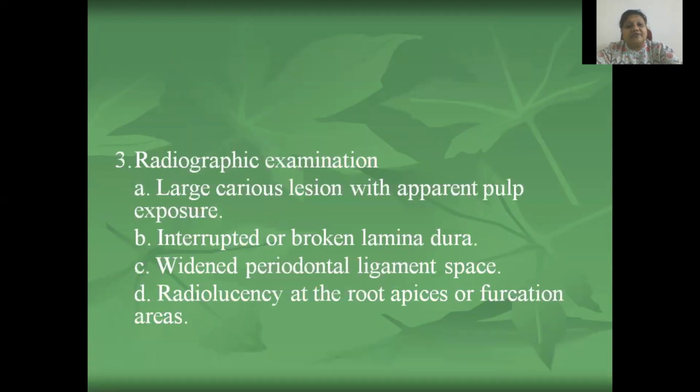On the radiographic examination, we see a large carious lesion with apparent pulp exposure, and interrupted or broken lamina dura. There is widening of periodontal ligament space, and there is radiolucency at the root apices or furcation areas. When we see all such things, we do not go for the procedure of indirect pulp capping.